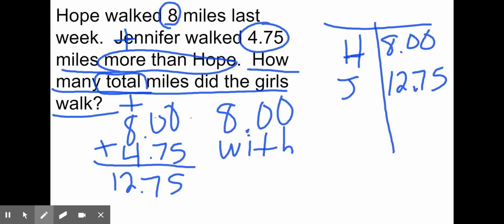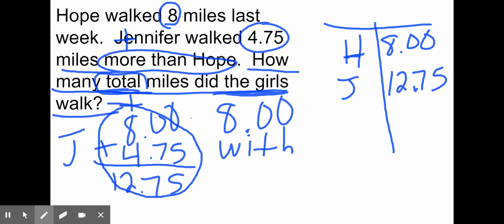But the question did not ask for Jennifer. The question asked for the total of both the girls. So that's why it's very important to make your T-chart, because if you don't make your T-chart, you'll forget about Hope. You'll think that once you add it, you're done. But no, when you add it, all you did was figure out Jennifer. So don't forget about Hope. You still got to go add Hope in.